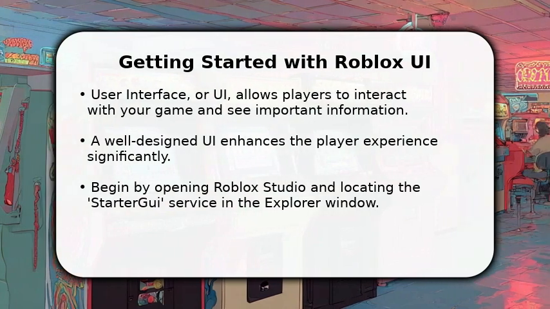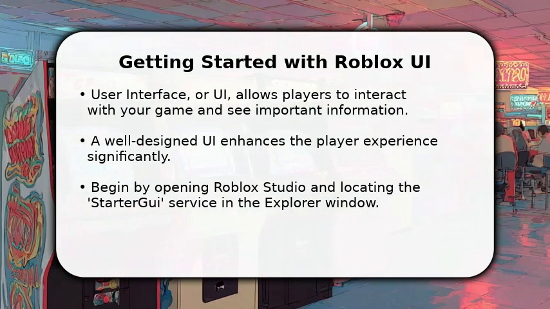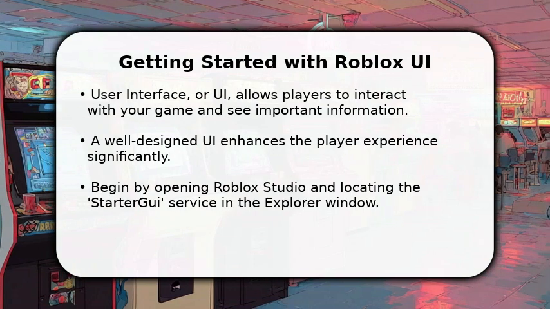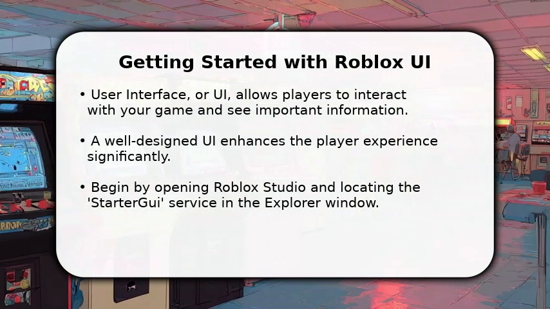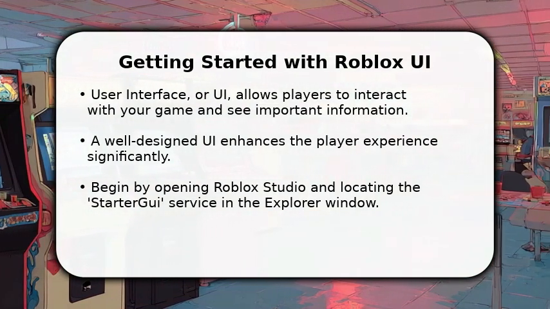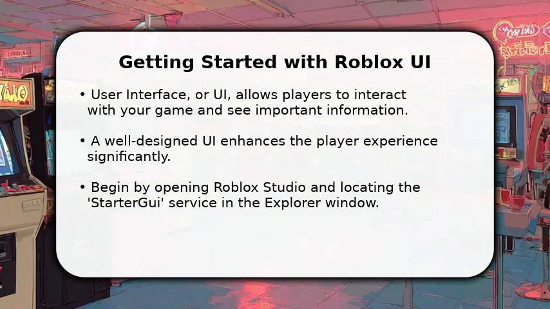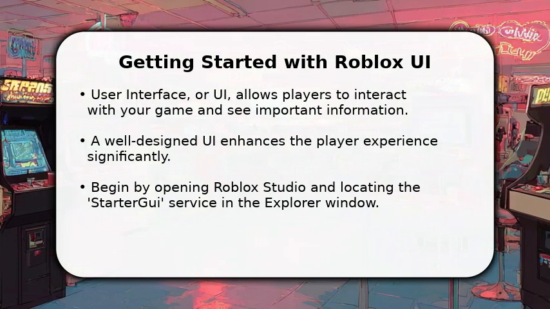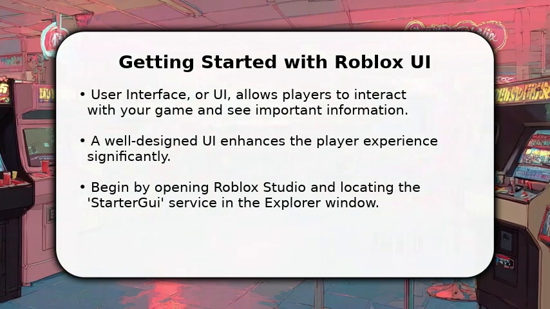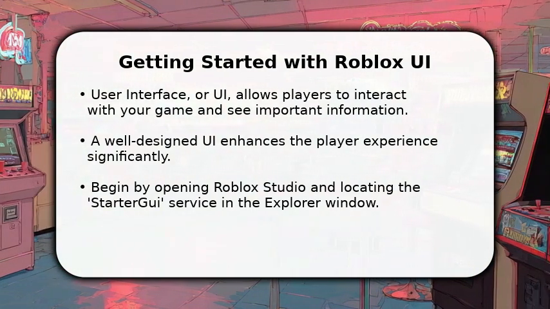To start building your own, first open Roblox Studio and find the Explorer panel on the right side of your screen. Locate Starter GUI within Explorer and insert a Screen GUI by hovering over Starter GUI, clicking the plus sign, and selecting Screen GUI. This Screen GUI will serve as the foundation for all the UI elements you create.